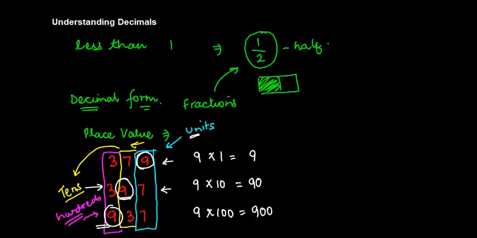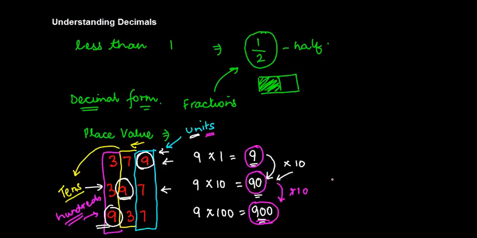Now, the interesting thing which you will note here is that as I move from the extreme right side, which is the units place, to the left, the value of 9, which is 9, 90 and 900, keeps on increasing by 10 times. So 9 into 10 will give you 90. Similarly, 90 into 10 will give you 900. So the value of 9 keeps on increasing 10 times as it moves from the extreme right, which is the units digit, towards the left.